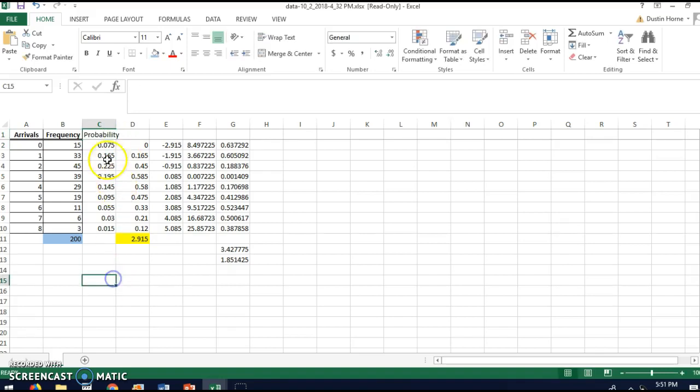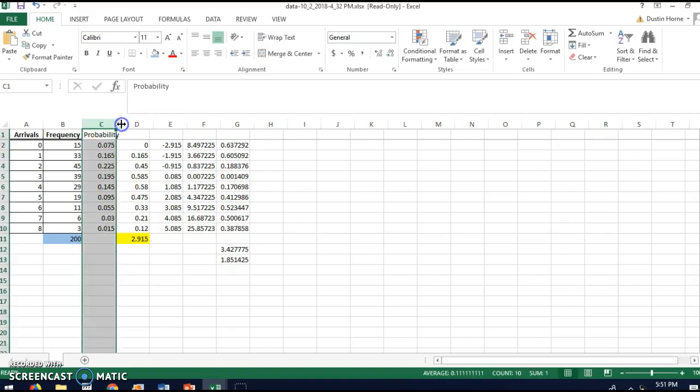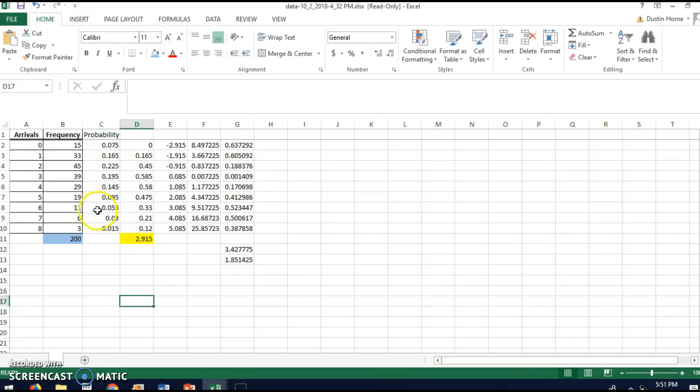So you actually had to calculate it on this one, whereas on the problem we worked a minute ago, we were already given the probability. So you won't need the frequency column anymore. You won't use it. You will be using the arrivals and the probability.